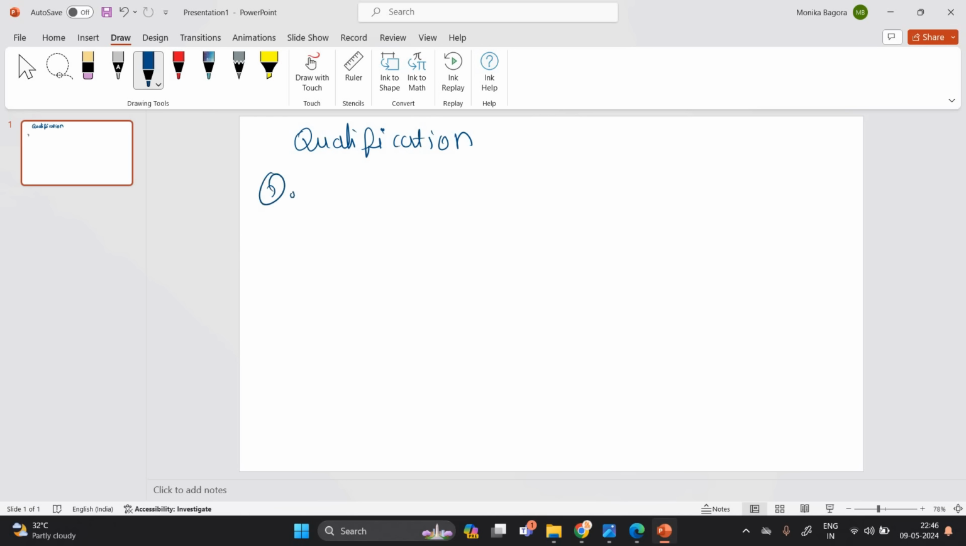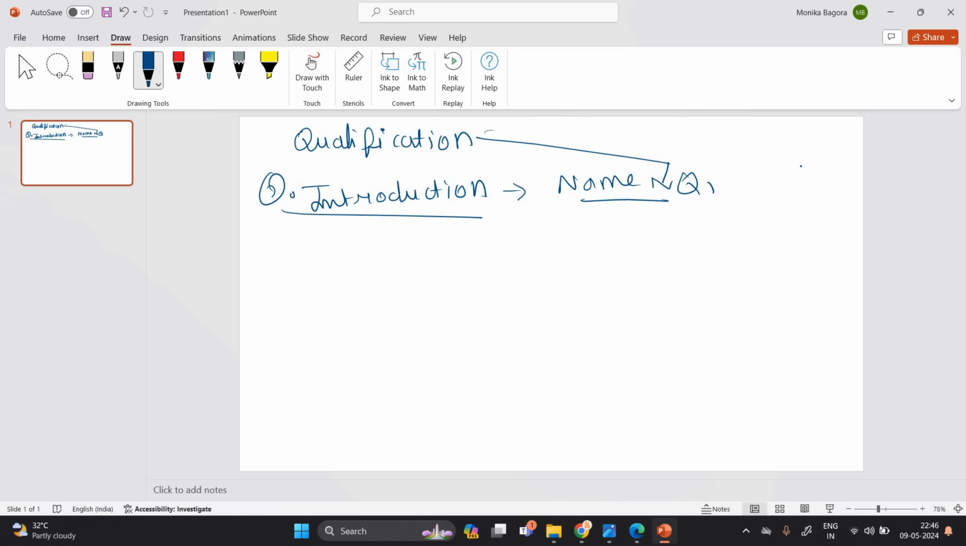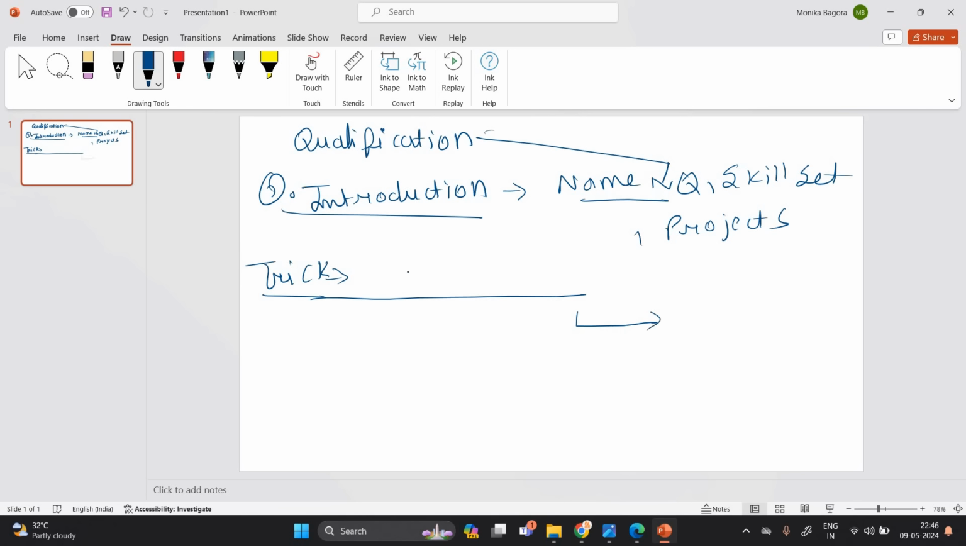The first is related to introduction, in which you have to mention your name as well as your qualification, your skill set, and your projects. I will suggest one trick, guys, that you can implement in your interview. It is very helpful for everyone.